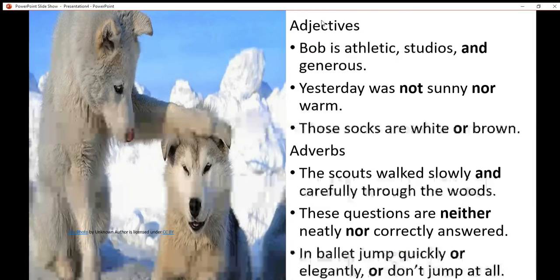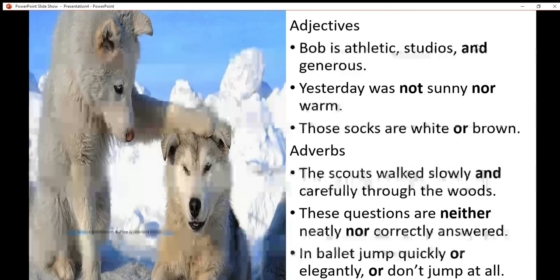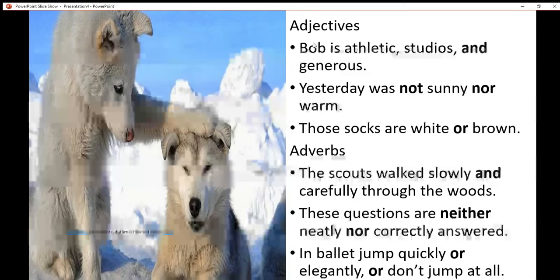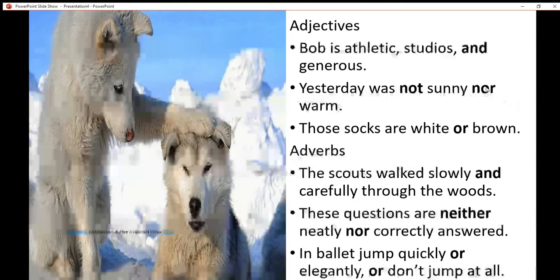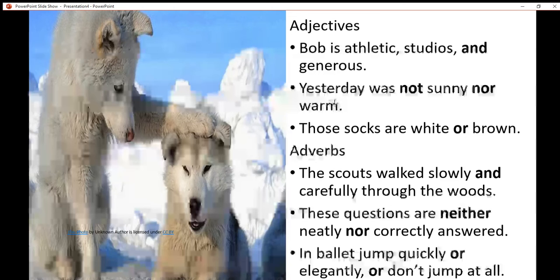For adjectives, let's read this one. Bob is athletic, studious, and generous. So we're describing Bob as athletic, studious, and generous, and we're using the word "and" because there are two or more adjectives. We separate them with a comma and an "and" to tell that he's athletic, studious, and generous. Okay, it says yesterday was not sunny nor warm. So the word nor is telling us this is a negative sentence describing what yesterday was. And that is saying that it was not sunny and it was not warm at all.